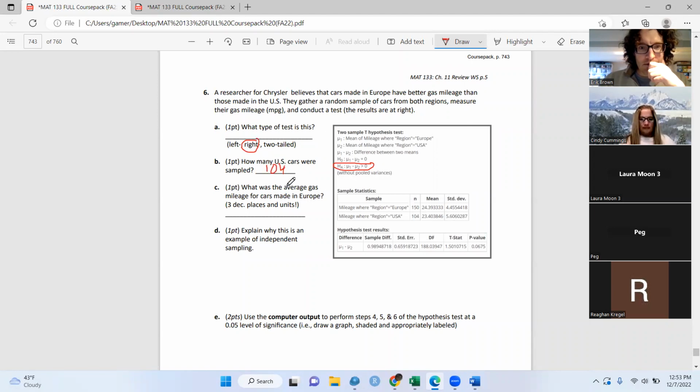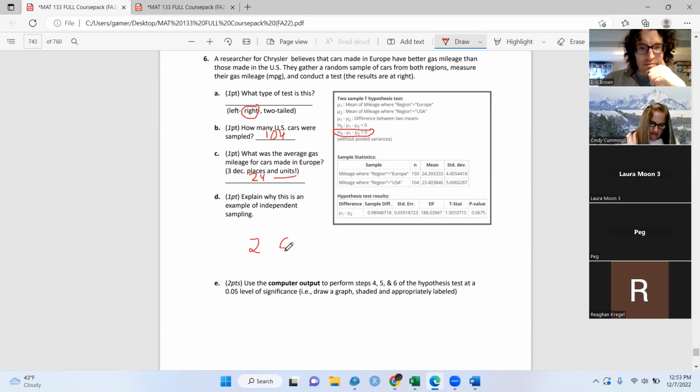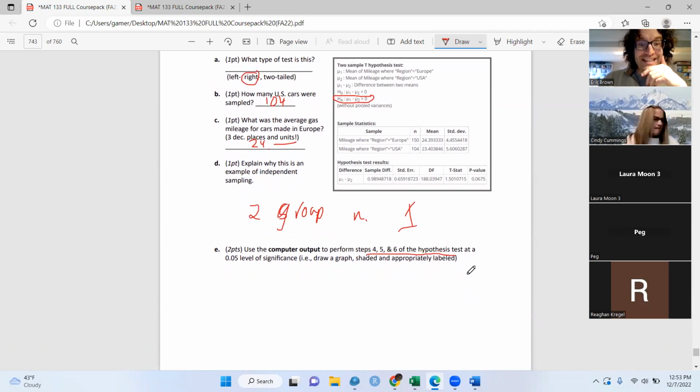Got 104 here. What was the average gas mileage for cars made in Europe? You got 24 point blah, blah, blah. Yep. Why is it independent? Two groups measured once. And then do 4, 5, and 6 of the hypothesis test, right? Because this is step 3 right here.